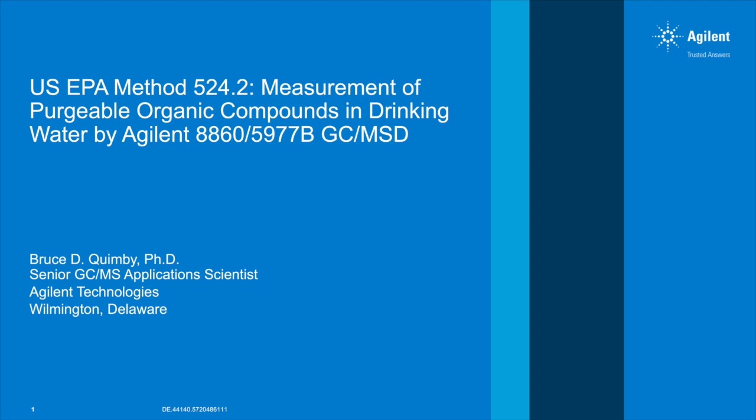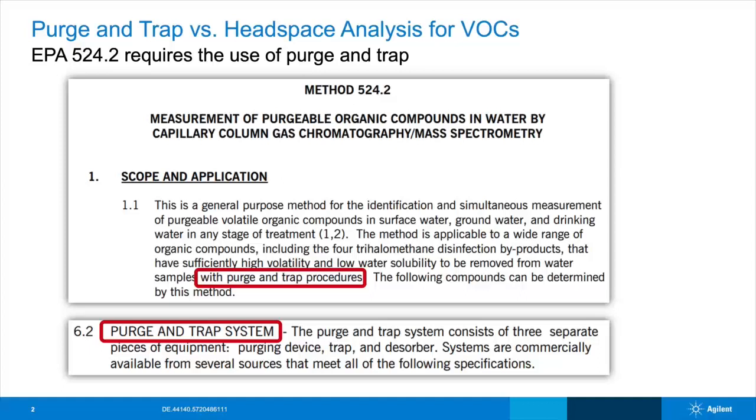In this section, I'll be speaking about US EPA method 524.2, the measurement of purgeable organic compounds in drinking water using the Agilent 8860 5977B GC MSD. For EPA 524.2, it requires the use of a purge and trap device, and so we'll be describing that system setup and evaluating it in this talk.